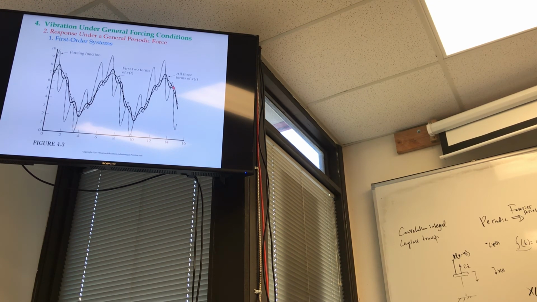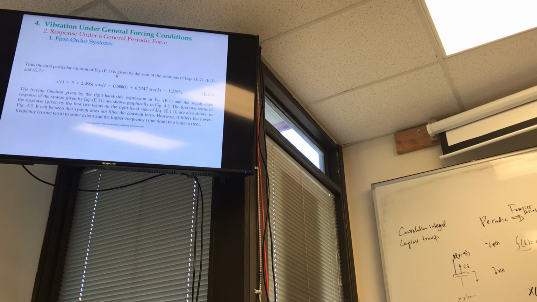And then here, what do we have? The first 2 terms of x of t. That means it's the 5, the first 2 terms, that means this term and this term, the sum of these 2. And then if you need the 3 of them, then it will be 1, 2, and 3.